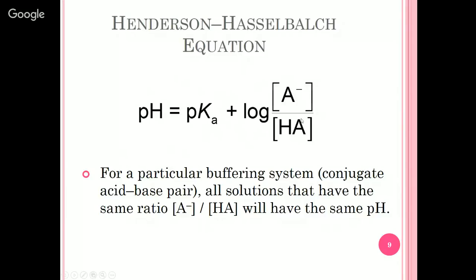And as I stated before, if A minus equals HA, this ratio becomes 1, the log of 1 is 0, hence pH equals pKa. So if we have equimolar solutions, then our pH equals our pKa.